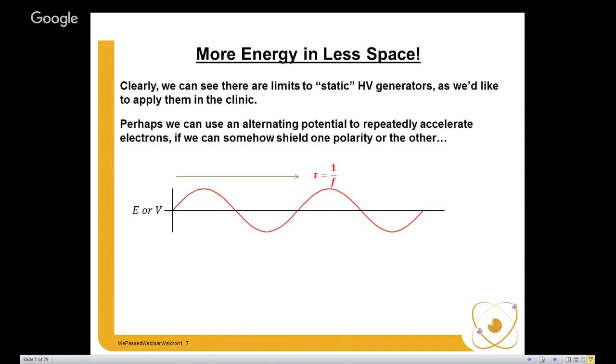We want to have clinically useful beams. That means in the MeV range. Clearly, there are limits to the static method. So maybe we can use an accelerating potential somehow.